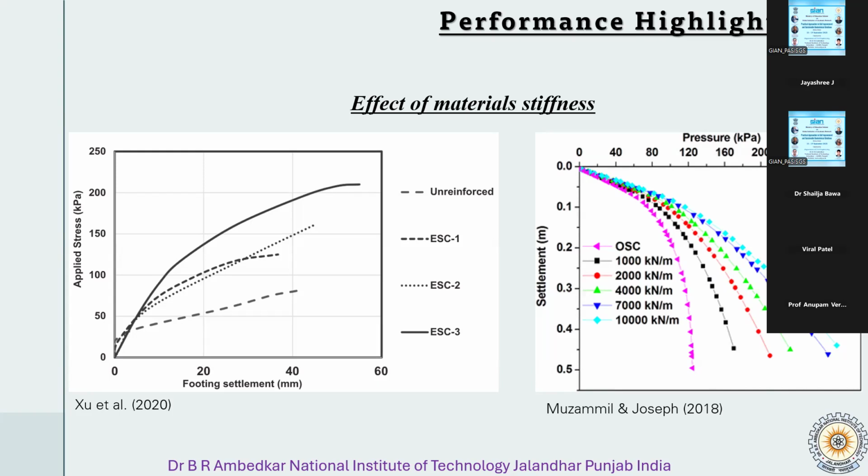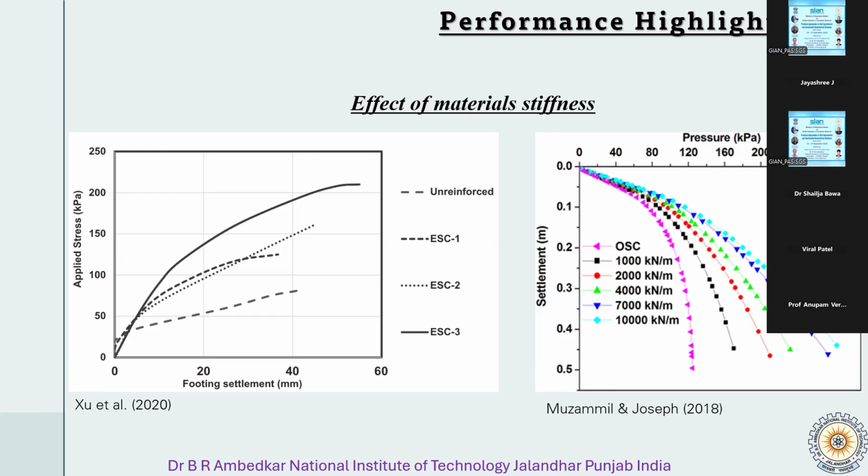So this plot shows settlement versus applied pressure for different encasement stiffness levels in floating stone columns. So the pink curve, it is for ordinary stone columns, and they settle more under pressure. And as the stiffness of the encasement increases from 1,000 to 10,000 kilonewton per meter, curves shift to the right, indicating lower settlement under the same pressure.